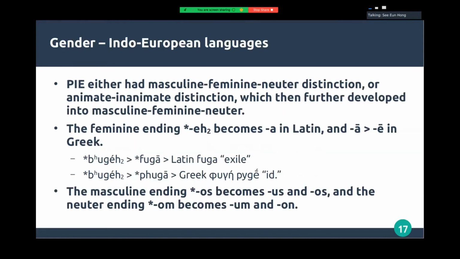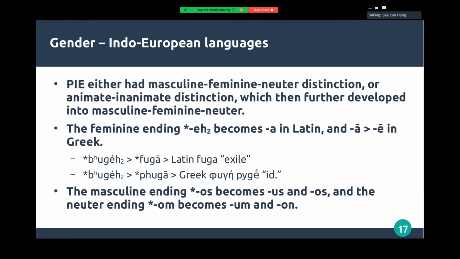So let's look at how the European languages distinguish genders. So in Proto-Indo-European, we have two possibilities. It either had a masculine, feminine, neuter distinction from the beginning, or just a masculine, feminine distinction. Or another possibility is that it actually originally had an animate, inanimate distinction, which we're going to look at later on. Then it developed into a masculine, feminine, neuter distinction.